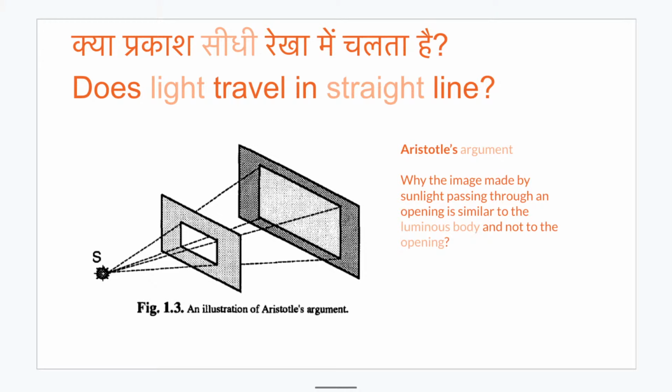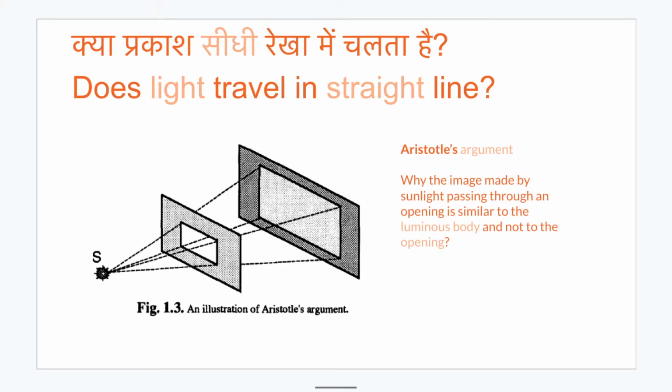So what Aristotle was saying is that if light travels in a straight line, and if you have a slot like this, a rectangular slot, then the image that you get of this rectangular slot should also be rectangular. So if the sun is the source of the light, and the light is passing through an opening, then the resulting image should resemble the opening and not the luminous body. That is what Aristotle's argument was. If it is traveling in a straight line, then this is what should happen.